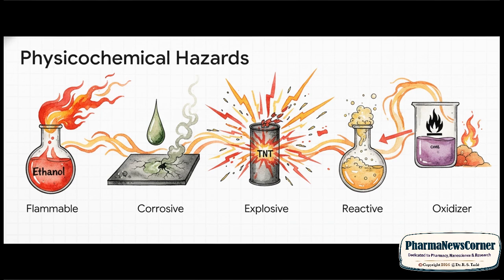First up, physicochemical hazards. These are all about raw energy and reactivity. You know these guys. We're talking about things like ethanol, a super common solvent, but also super flammable, or sulfuric acid, which is incredibly corrosive. These are the chemicals that can literally cause fires, explosions, or just eat through stuff on contact. They're the immediate threat in the lab.